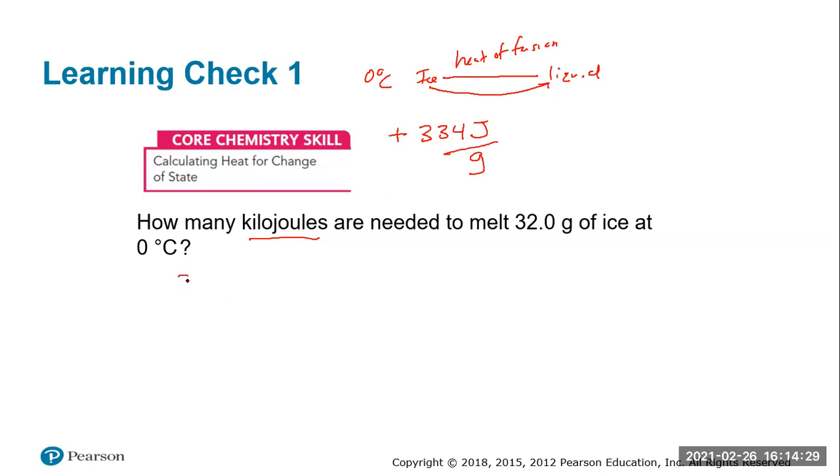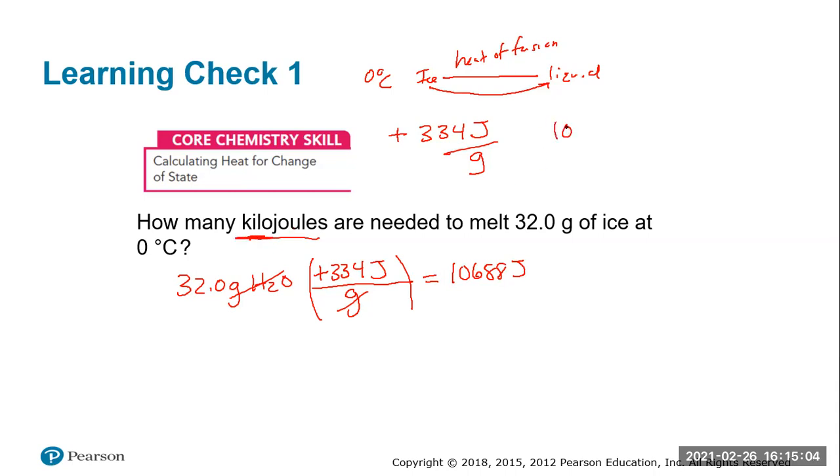So to set this up, we would start with our 32 grams of ice, which is basically water. And we would use our heat of fusion as a conversion factor. Again, positive number here because we are going from solid to liquid. The grams will cancel, and we will end up with 32 times 334. That's going to give us 10,688 joules, but we want kilojoules here.